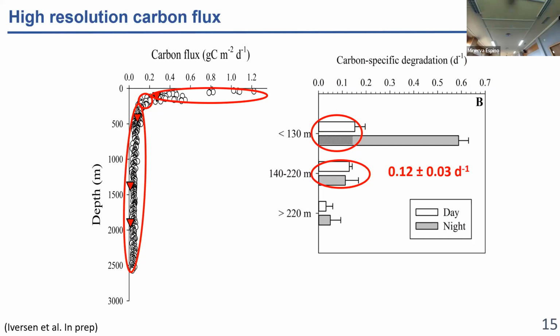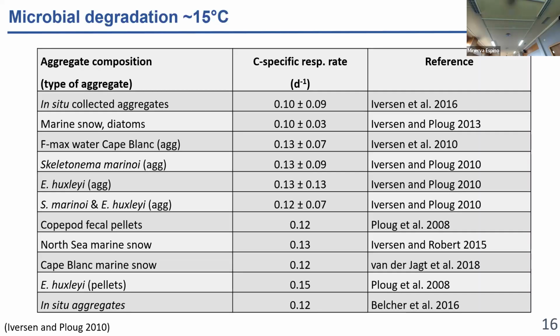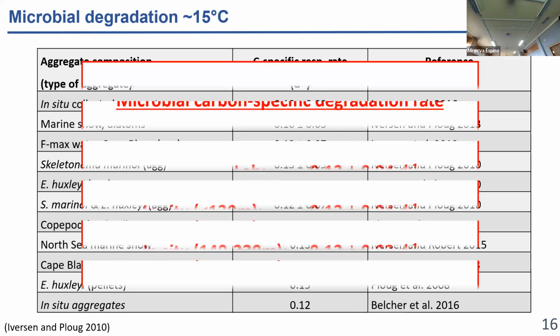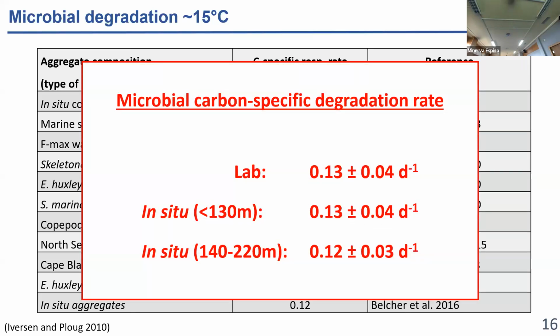So we try to compare with the same temperature to laboratory measurements. And here we have marine snow in situ collected, laboratory formed. I think we have some fecal pellets, all kinds of aggregates we have measured with the microsensor. And we basically find 13% in the lab and between 12 and 13. So we assume that this part is probably microbial degradation at around 15 degrees with low pressure.